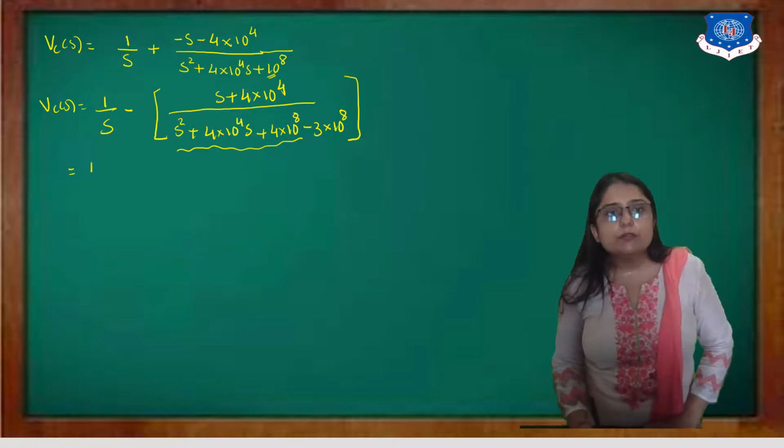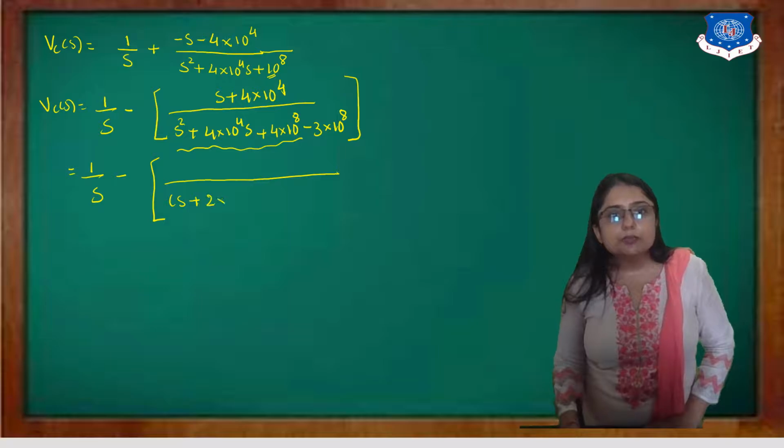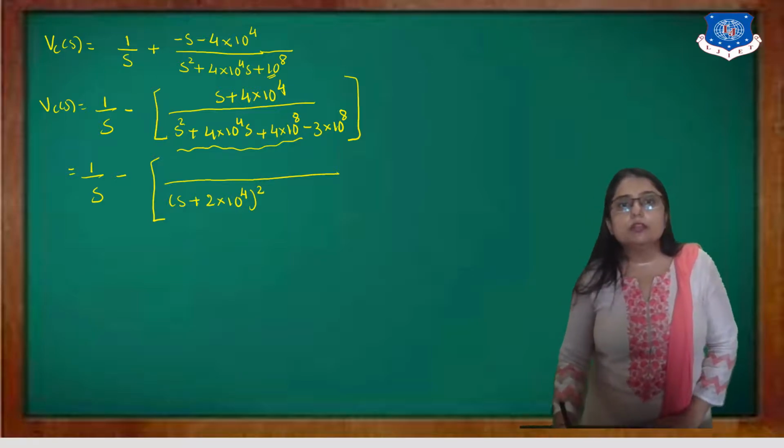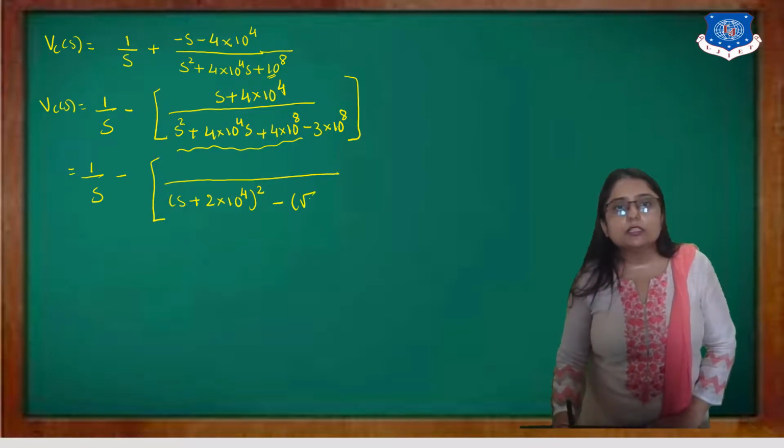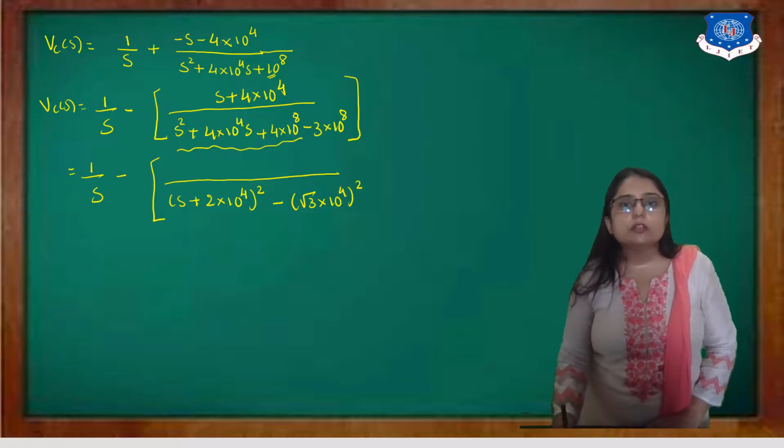So this will become 1 upon s minus, see, here I am just not writing the numerator first, you just write the denominator, that is (s plus 2 into 10 raised to power 4) whole square minus, here you just write down like this, (10 raised to power 4) whole square.